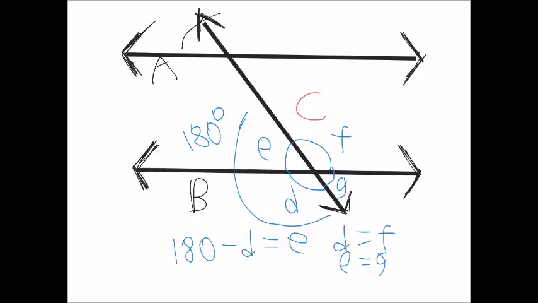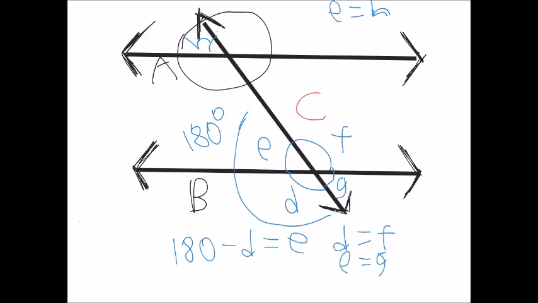This time, to find all the angles in this intersection, we can use the principle of corresponding angles. So let's call this angle H. E equals H. We know this because they're corresponding. E and H are the same size.